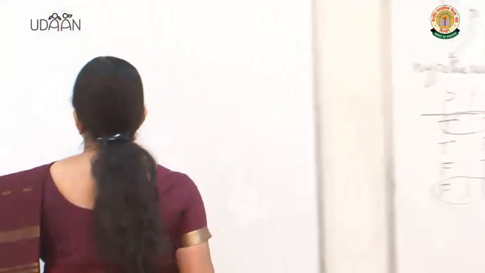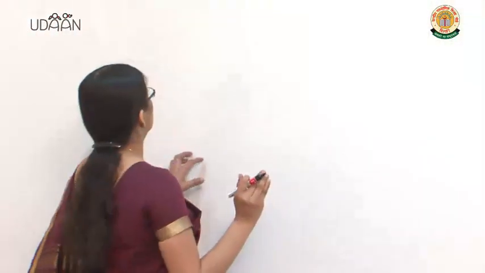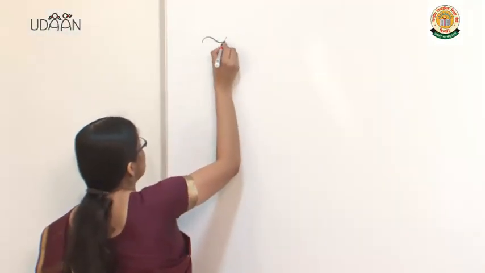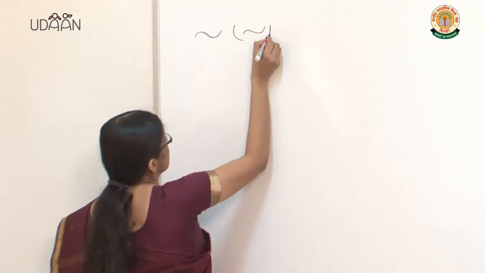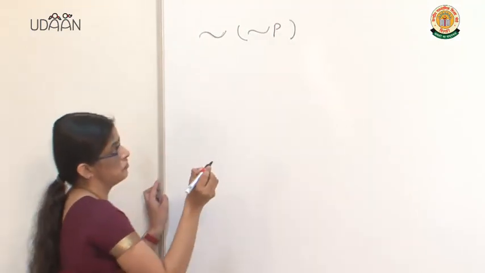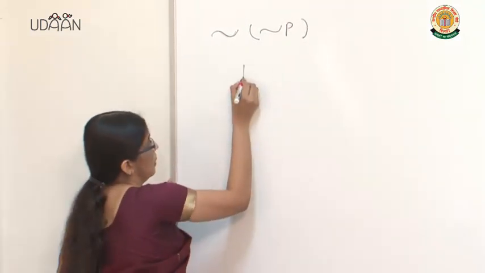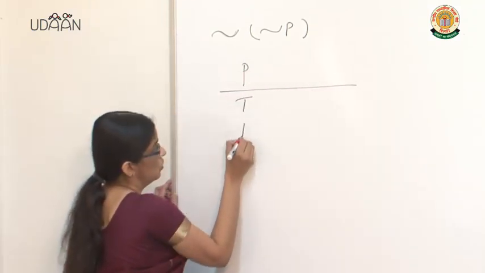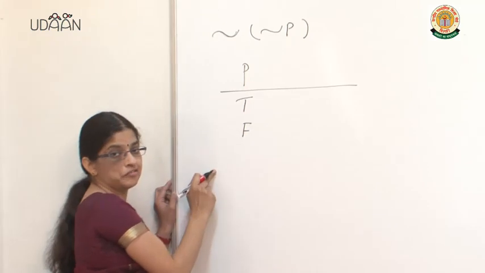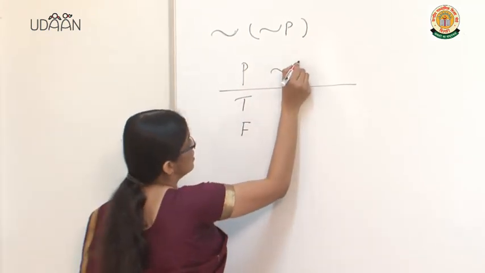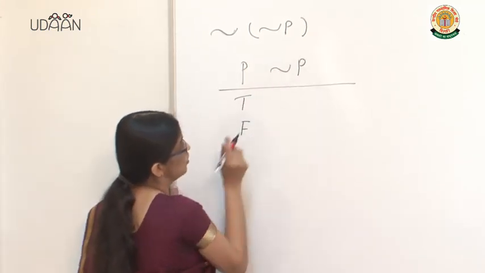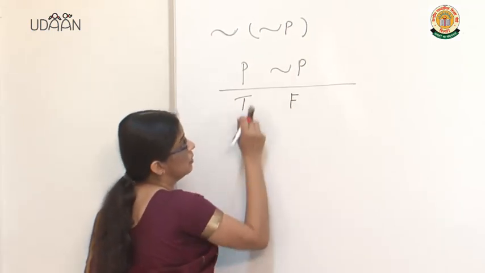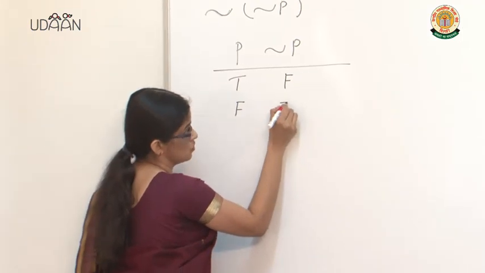Listen here. Can you tell me what will be the negation of P? Negation of P. Let us see. P is a statement which has truth value either T or F. Let us make the table for negation of P. When P is true, negation of P is false. When P is false, this is true.